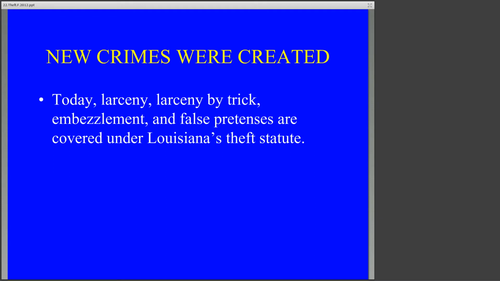What about those crimes that were considered larceny, larceny by trick, embezzlement, false pretenses? Those are all covered by our general theft crime in Louisiana, which is 14:67. So we're going to make it easy for you. You don't have to know 4 or 5 different theft crimes. You simply have to know theft and the elements.